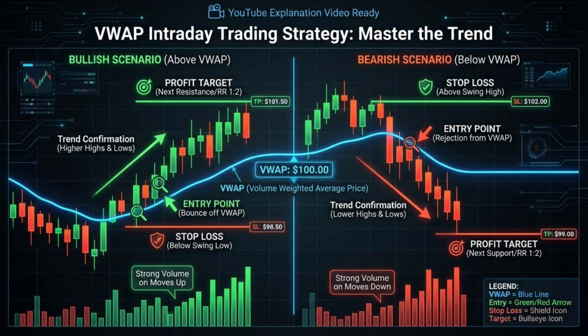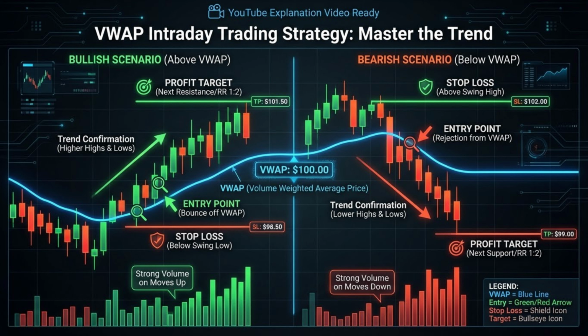Traders look for entry opportunities when the price pulls back and bounces off the VWAP, confirming the uptrend with higher highs and higher lows. The stop loss is usually placed below the recent swing low to limit risk, while the profit target is set near the next resistance level, often maintaining a favorable risk-to-reward ratio, such as 1:2.